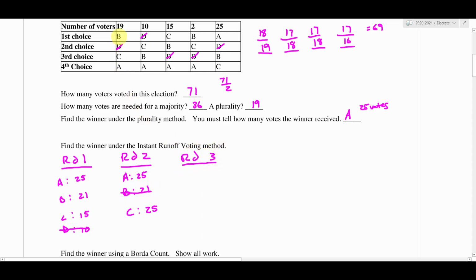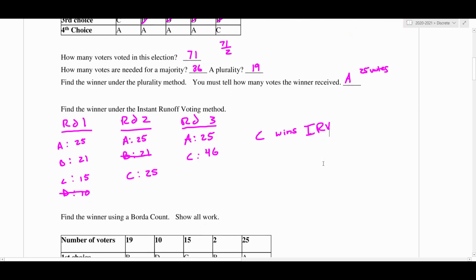I'm going to go up here and cross off all the B's, and then I go through and retally. So if I count up all the first place votes for A after eliminating B from the preference schedule, A still has 25 votes, and C is going to have all the rest at 46. So that means C wins the IRV. That is an instant runoff vote.